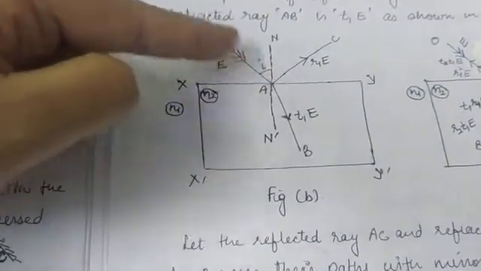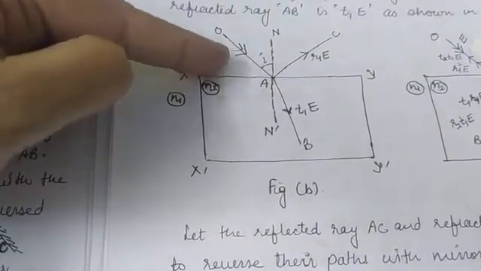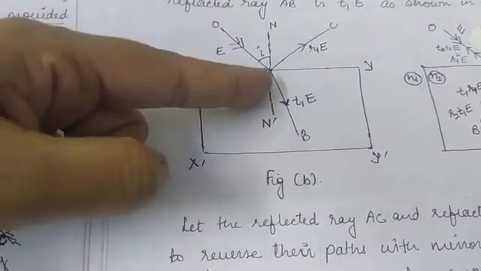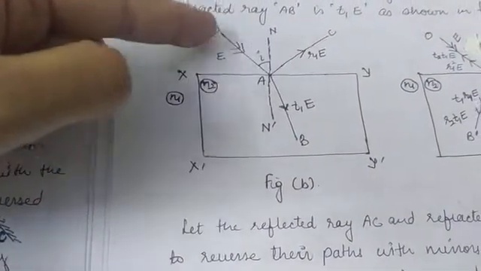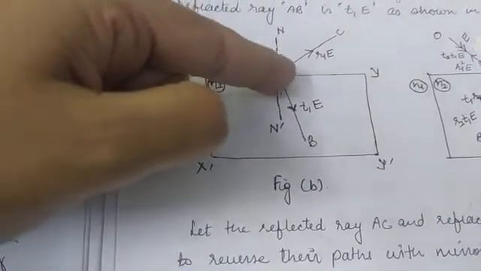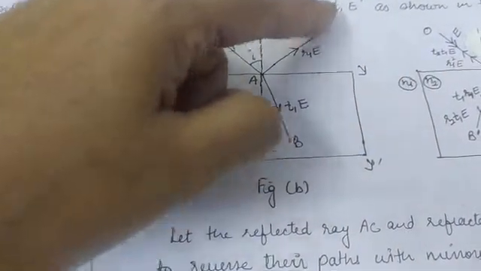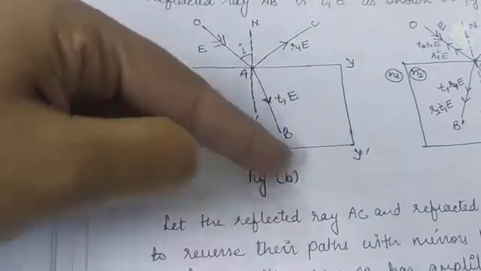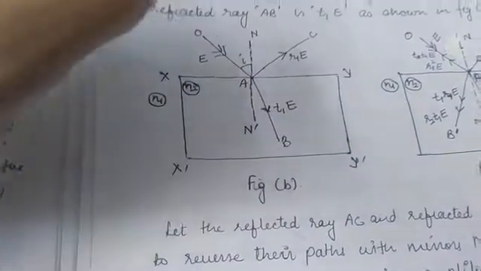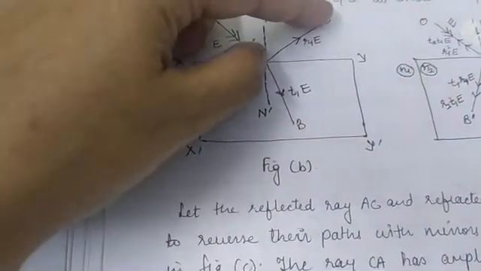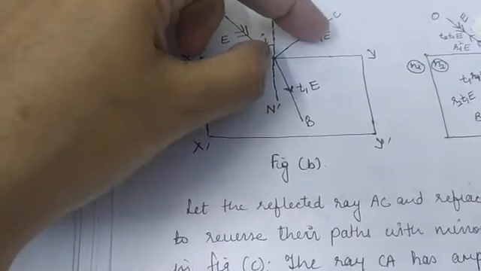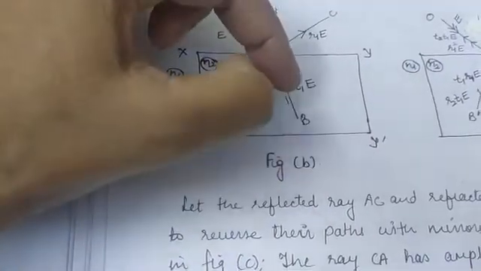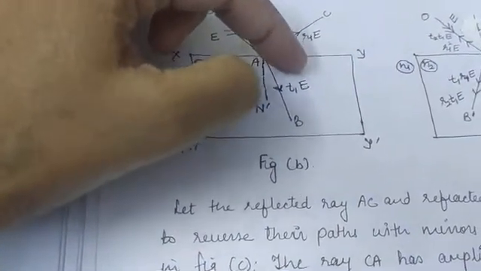So OA is the incident ray. Its amplitude is E. It is being incident at point A. So a part of it is being reflected along AC, and a part of it is refracted, meaning transmitted, along AB. Now see how the amplitude of AC is R1 into E, and how the amplitude of AB is T1 into E. How does it come to be there?